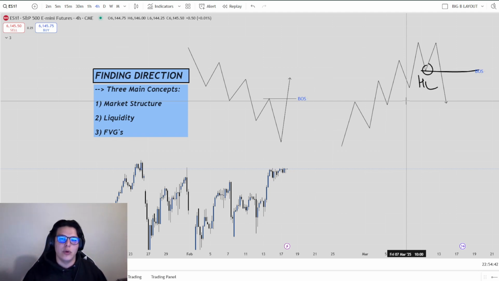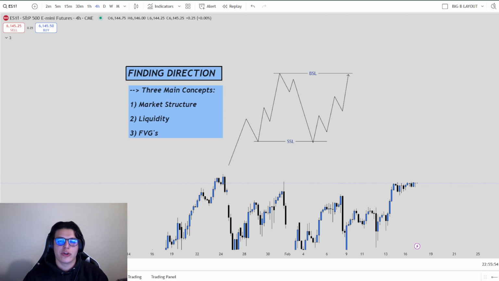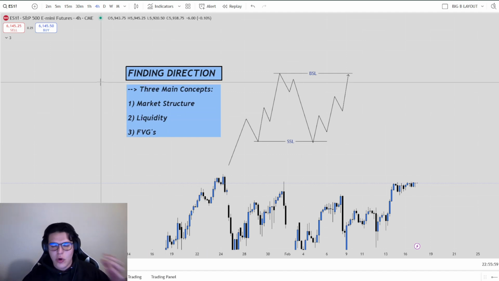Now let's move on to liquidity. All right, now that we've covered market structure, let's actually dive into liquidity. This is a concept that once again gets overcomplicated in the social trading media space. And for the purposes of simply finding direction, which is what we're actually going to focus on today, this is all you guys really need to understand about liquidity.